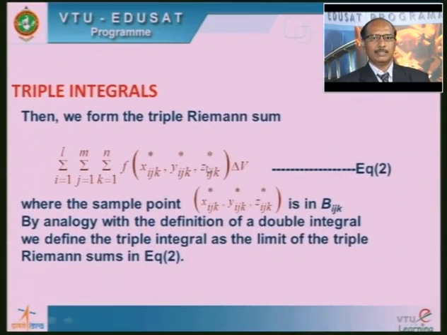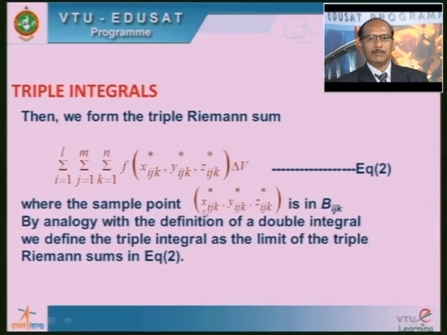Then we form the triple Riemann sum, as we did with the double Riemann sum. There we took double summations; here, triple summations. i varies from 1 to l, j varies from 1 to m, and k varies from 1 to n. This is the function f(x, y, z) times delta V, that is dx dy dz.